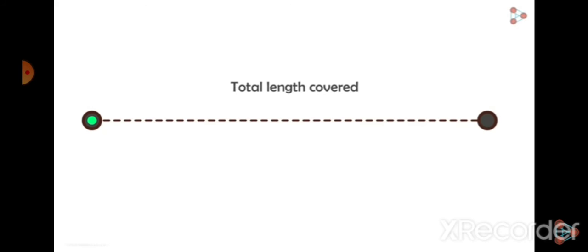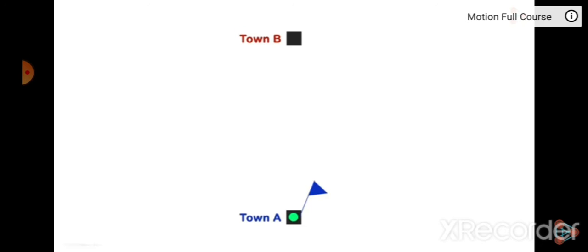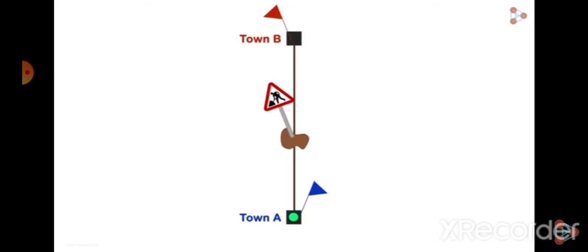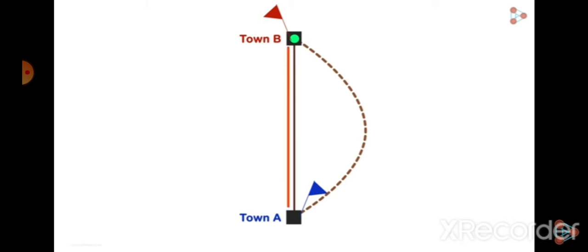The measure of total length we cover is called the distance. So you have to travel to this town and the best route is straight up north. But because of roadworks along the way, we have to take a detour and the distance covered would be something like this. Now when the roadworks are completed, the distance needed to be covered will be something like this.